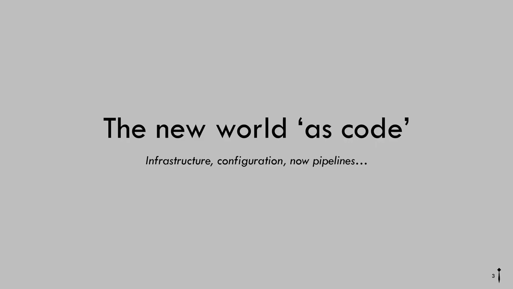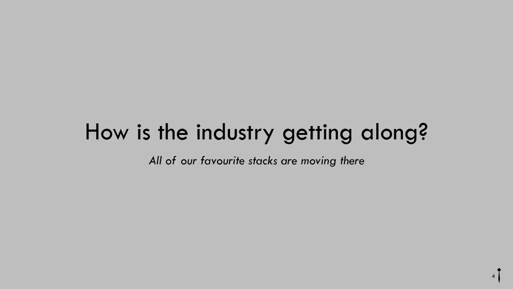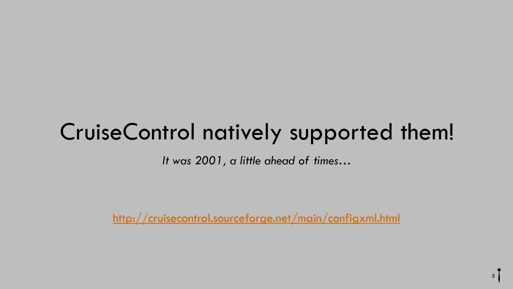Infrastructure as code has been around for a while, configuration as code has been around for a while as well, and it's now pipelines as code that's all the rage. But how is the industry getting along? Because all of our favorite stacks are moving there, it's clear that everyone is going towards the pipelines as code direction. But is it something actually new? Well, not really. CruiseControl natively supported them, and it was 2001. A little ahead of times, I reckon, but still, the idea was out there. It was just a little bit early, if you like, for that.